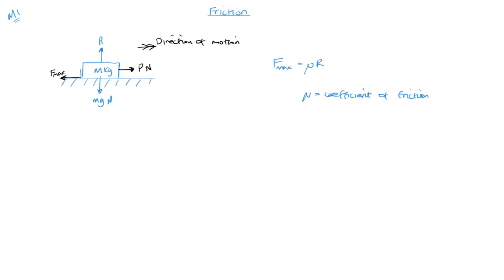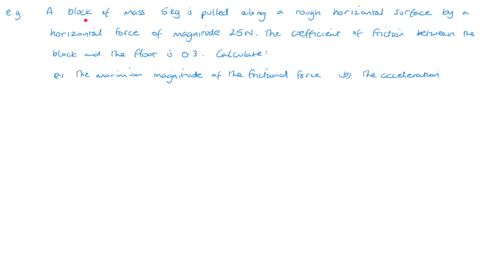Now let's look at a couple of examples of where we're going to use it. So here we have a block of mass 5 kilograms pulled along a rough horizontal surface by a horizontal force of magnitude 25 newtons. The coefficient of friction between the block and the floor is 0.3.